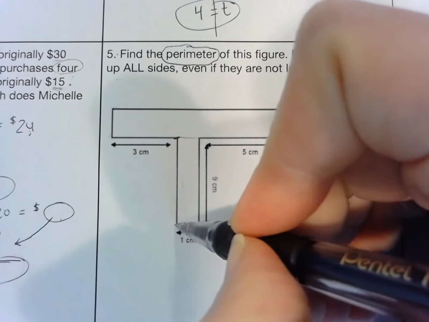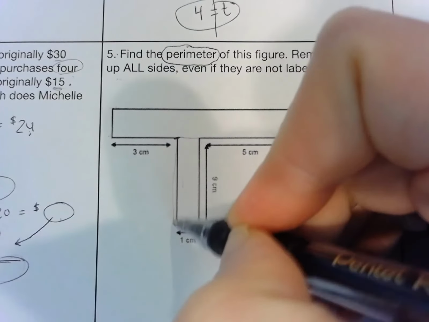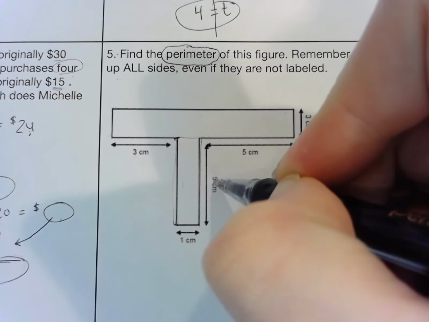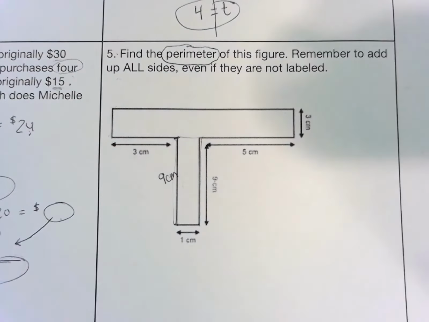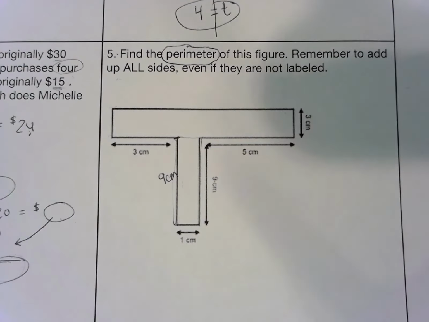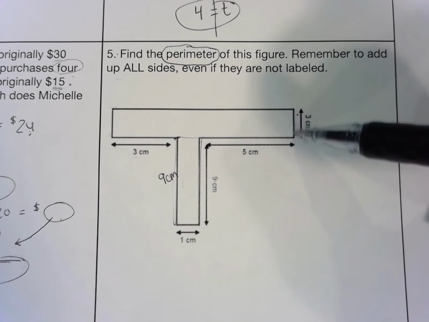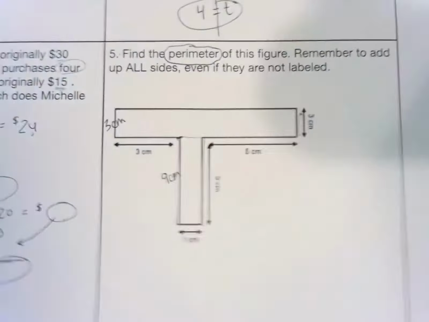From here to here, assuming that this is a rectangle, this is going to be the same size side. So if this is 9 over here, I know that this also is going to be 9 centimeters. For this little side over here, again, assuming this is a rectangle, we know that this one over here is going to be the same size. So 3 centimeters over here, I know that this one is also going to be 3 centimeters.